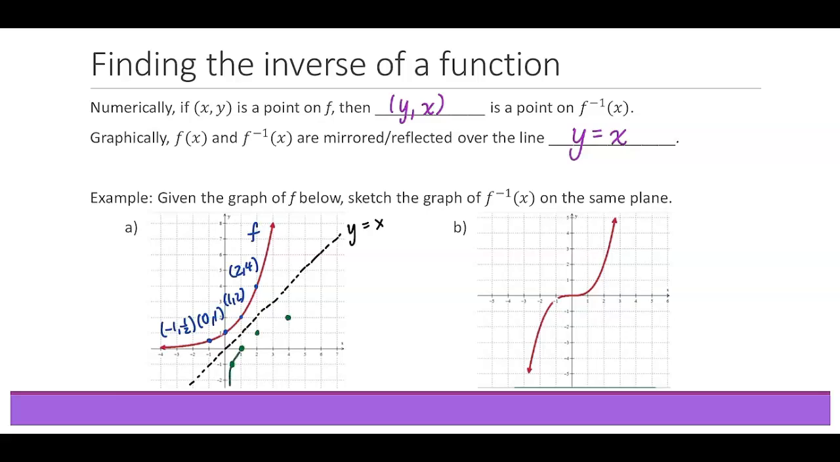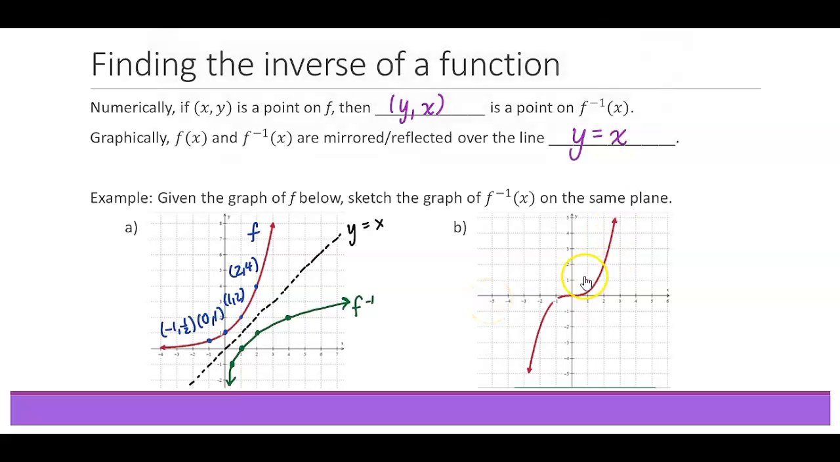So I'm going to go ahead and connect these values here as best I can to make it look like it is a mirror image. So the point should be the same distance away from that line y equals x. And then notice that on the graph of f, it looks like I have a horizontal asymptote. It looks like my curve is approaching the x-axis. Well, that means on f inverse, now my points look like they are approaching the y-axis. So this would be a sketch of f inverse for part A.